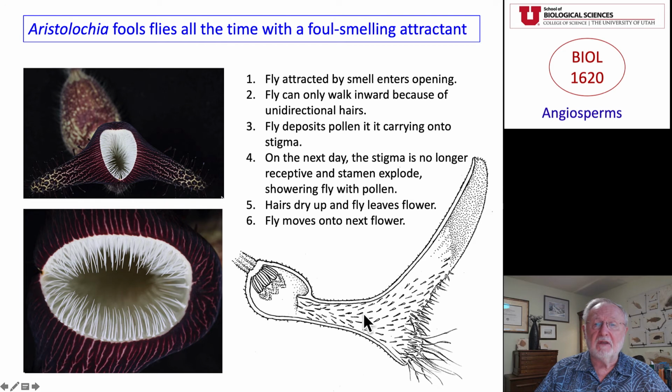At the same time, these recurved hairs dry out, and the fly is able to walk away and walk up to the next carrion flower. The next Aristolochia, the same process is repeated. This fly that now has pollen grains comes inside another flower and deposits those pollen grains on these stigmatic surfaces. An incredible evolutionary system, one in which the plant has totally duped the fly into carrying the pollen effectively from one plant to the next.